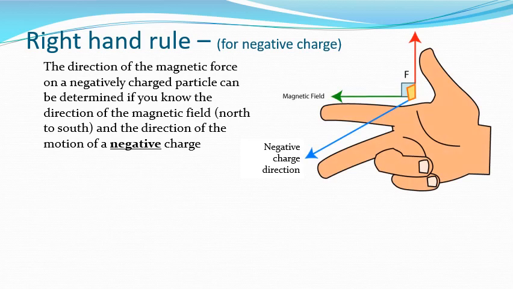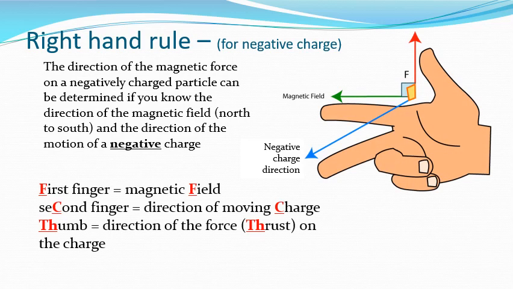We'll recall from our higher physics that we can use our right-hand rule to determine the direction of negative charges, where our thumb is the direction of the force on the charge. Our first finger is the magnetic field, and our second finger is the direction of the negative charges. You can use the left-hand rule if you want to look at it for positive charges, or you can continue to use your right-hand rule for positive charges, but you have to point your second finger in the opposite direction for a positive charge motion.